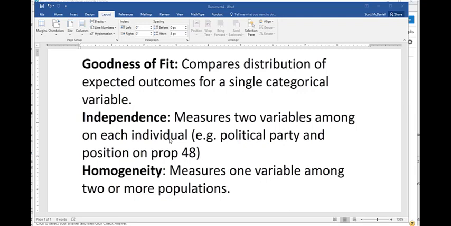Homogeneity, very similar to independence, measures one variable among two or more populations. So here you have two or more samples that you've selected. You've already divided them up, and within those samples you are measuring one variable. It's actually the same statistical test you use, but the conclusion you reach is slightly different.